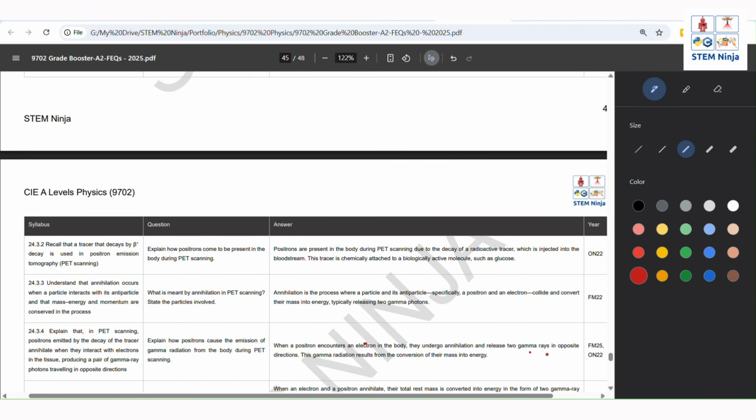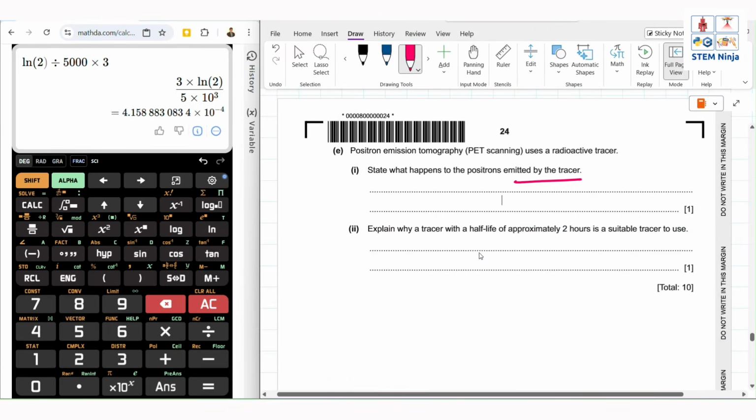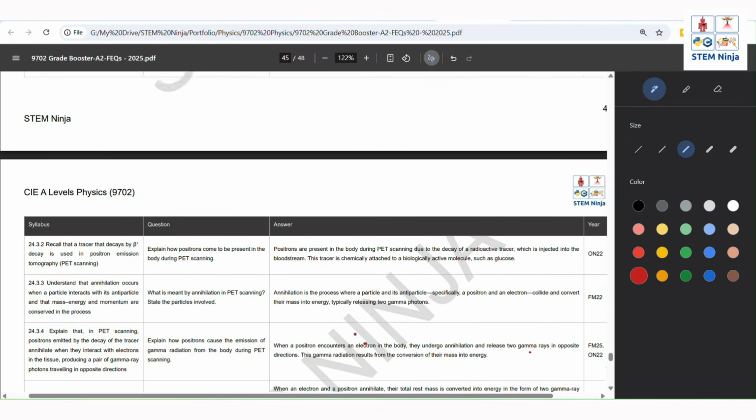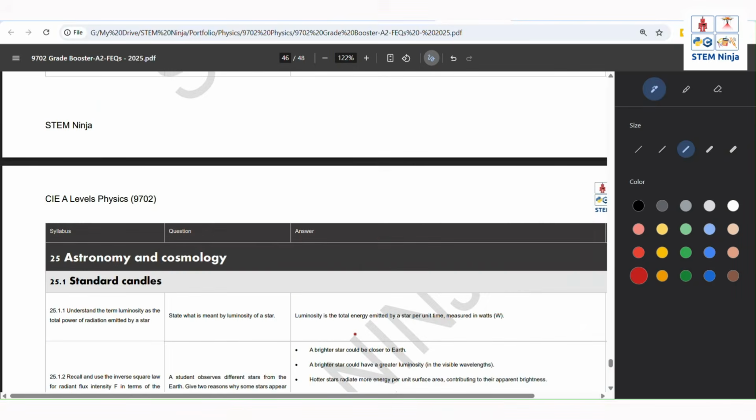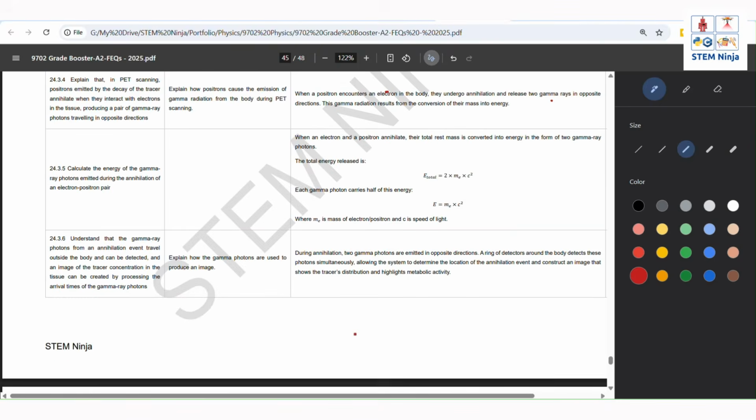The other question was, explain why a tracer with a half-life of approximately 2 hours is a suitable tracer to use. This is a very common question that comes up. So let's see if we can find this. There was something.